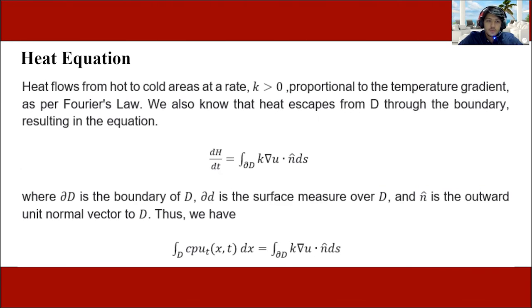As we know, heat flows from hot to cold areas at a rate K more than 0, proportional to the temperature gradient as per Fourier's law. We also know that heat escapes from D through the boundary, resulting in the equation below, where delta D is the boundary of D and dS is the surface measure over delta D.